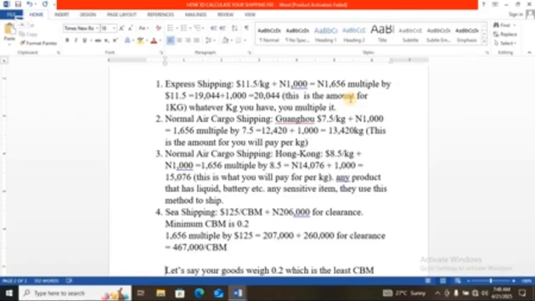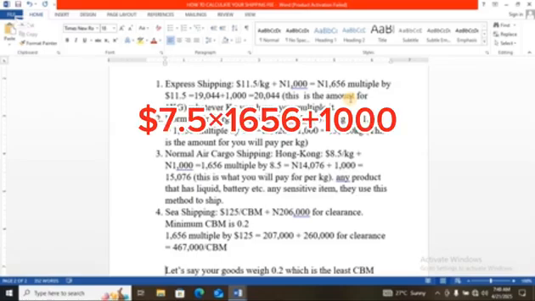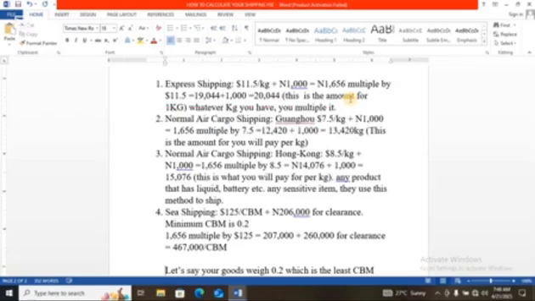That is goods that are not sensitive. Now the charge per kg is 7.5, then with 1,000 naira for clearance. So this is in mathematics, which is 1,656, which is the exchange rate, multiplied by 7.5, which is the dollar rate per kg shipping, and then you have 12,420 plus 1,000, which is 13,420.